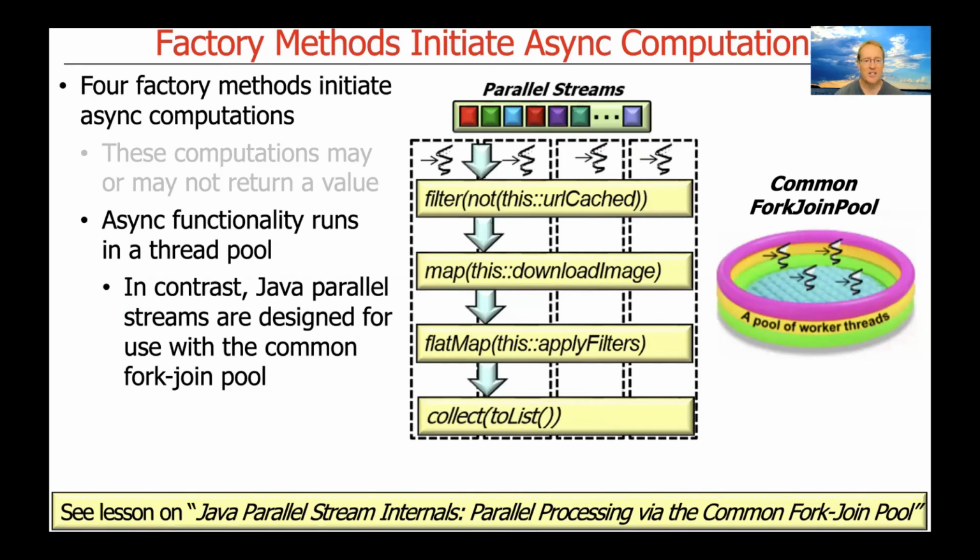In contrast, Java's parallel streams framework, which we looked at for a number of lessons a while back, is really designed only to be used with the common fork join pool. So that gives us a bit more flexibility with completable futures in the sense that you can designate the given pool you want the computations to run in. So it's a bit more flexible, a bit more extensible than what you get with parallel streams.